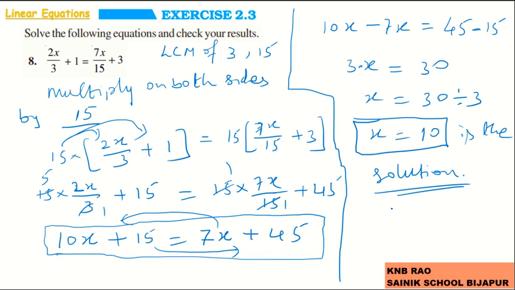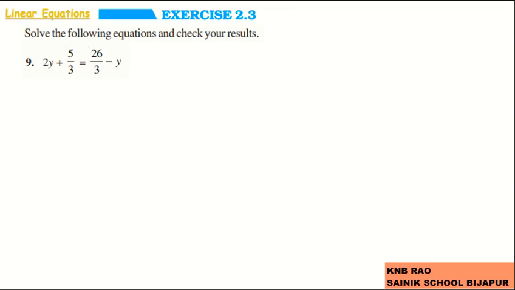Okay. So now you do checking. Checking is done by you taking separately left hand side, substituting x equal to 10, separately right hand side of the equation, substituting x equal to 10, find the values of them and cross check whether LHS value equals RHS value or not. Now coming to question number 9.